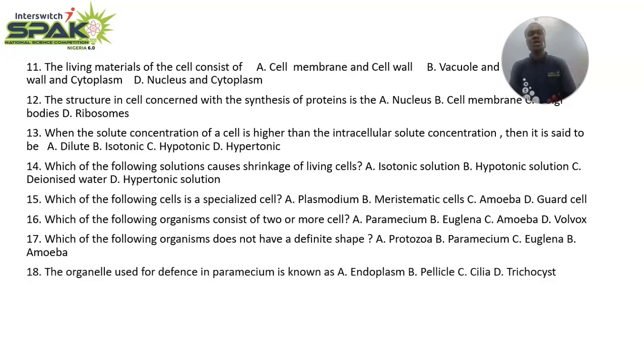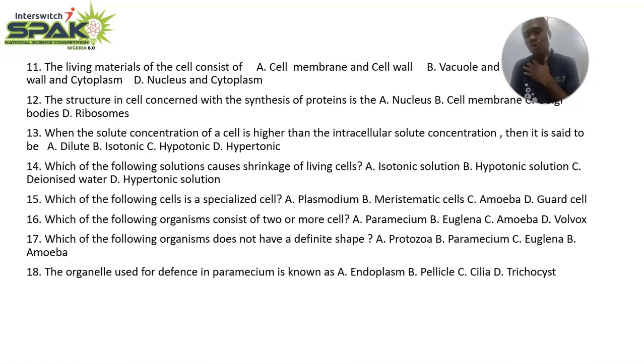The next question says, the organelle used for defense in paramecium is known as dash. A, endoplasm. B, pellicle. C, cilia. D, trichocyst. Here they are specific. We have endoplasm, that's out of the way. When you talk of pellicle, we said that the pellicle contains trichocysts. Okay, it is the trichocyst.